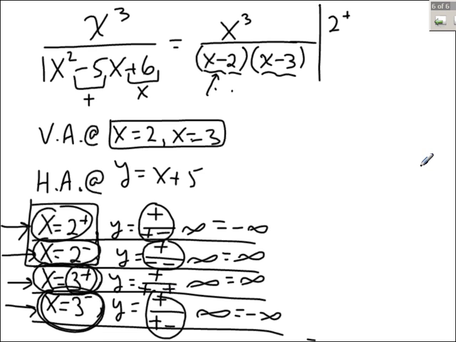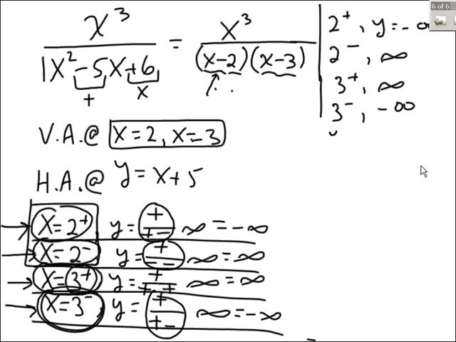If you're more than 2, it's negative infinity. If you're less than 2, it's positive infinity. If you're more than 3, it's positive infinity. Less than 3, negative infinity. And y equals x plus 5, that's the asymptote. And I'm sure I erased this, and then I put the h back. It's not horizontal this time, it's oblique.